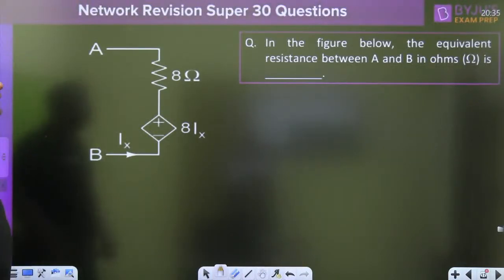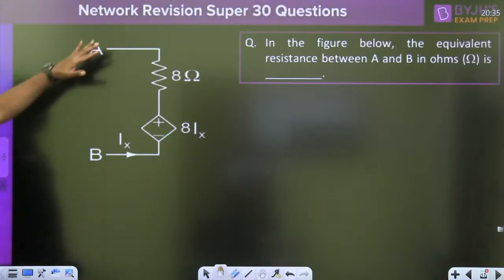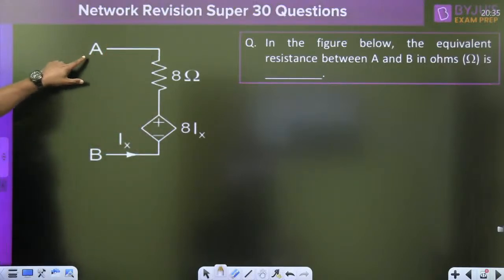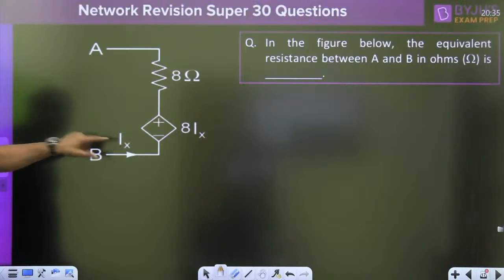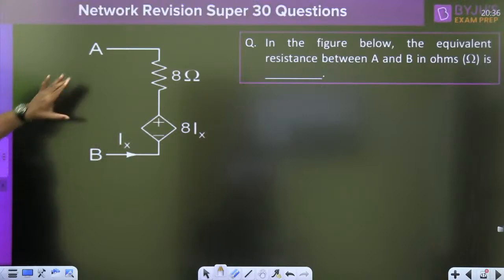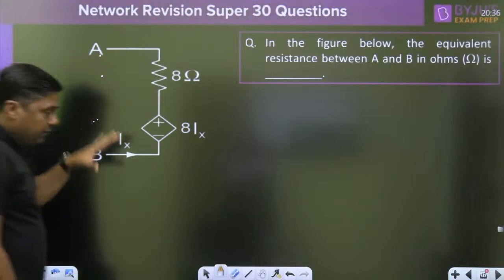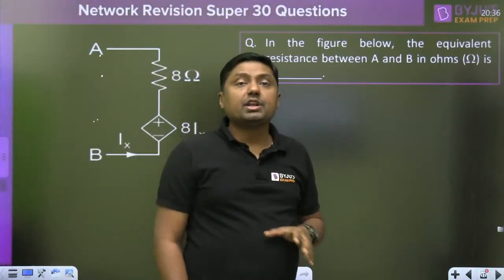In the figure below, the equivalent resistance between A and B in ohms is. In the figure below, this is the 8 ohm resistor, this is 8 Ix, this is terminal A, this is terminal B, and that is Ix. What is the resistance between these two terminals, between A and B? What will be the R equivalent?